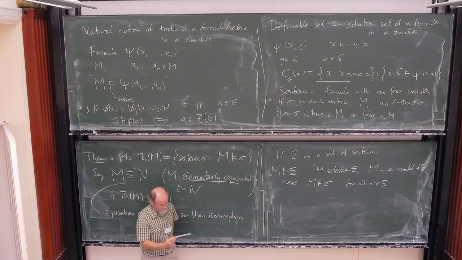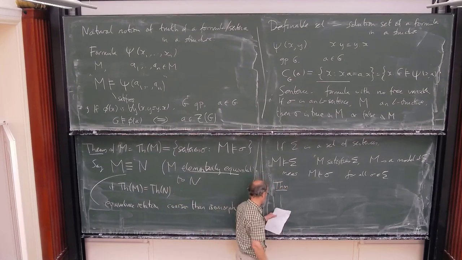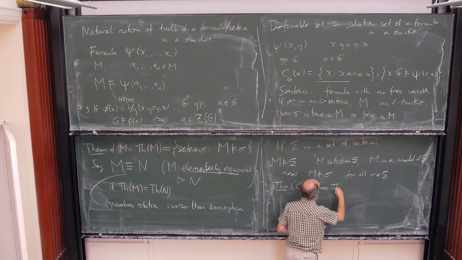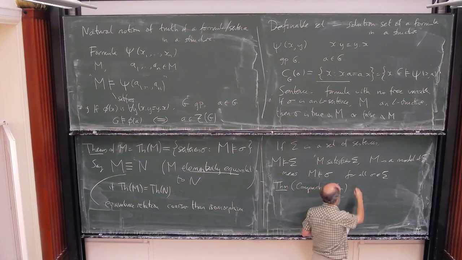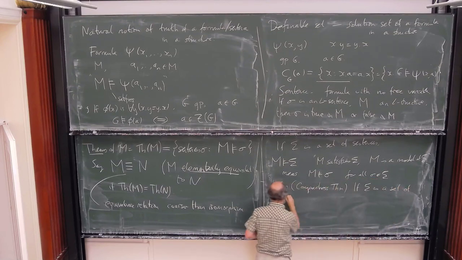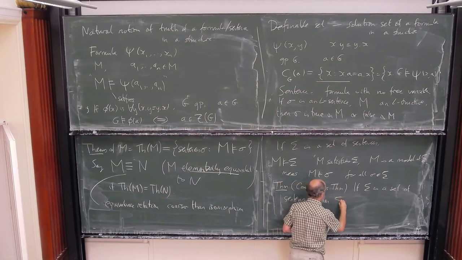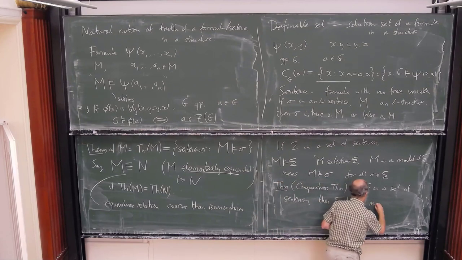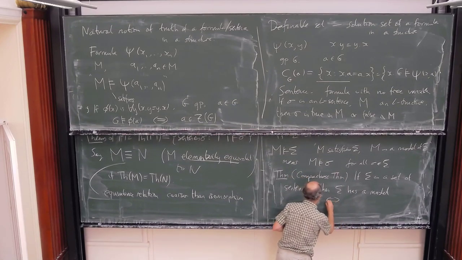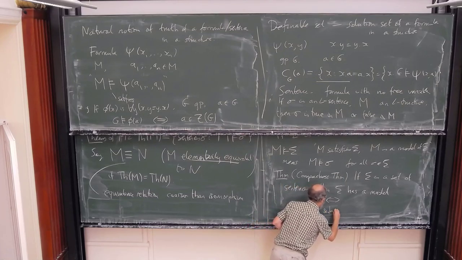And then we get to really the theorem which makes first-order logic tick, which is the compactness theorem. This gets used everywhere. It says if sigma is a set of sentences, then sigma has a model, so sigma is satisfied by some structure, if and only if every finite subset of sigma does.